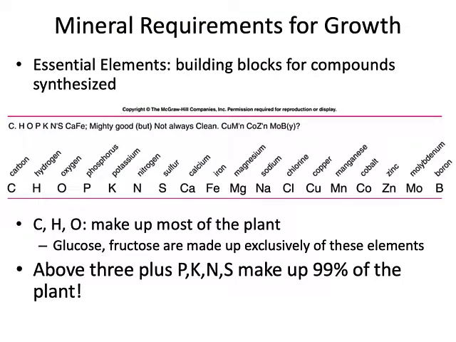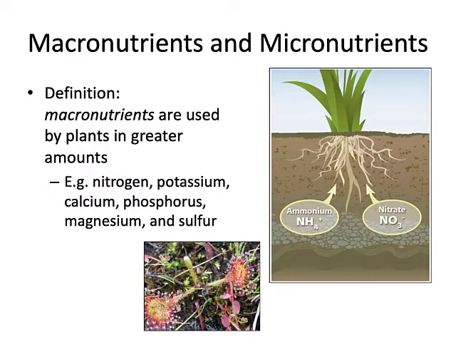In the last part of this lecture, we'll talk about the mineral requirements for growth. First up, the essential elements. These are the building blocks for compounds synthesized by plant metabolism. And carbon, hydrogen, and oxygen are the most important. These make up most of a plant. Also remember things like glucose and fructose are made up exclusively of these elements. The above three, which is to say carbon, hydrogen, and oxygen, plus phosphate, potassium, nitrogen, and sulfur, make up 99% of a plant.